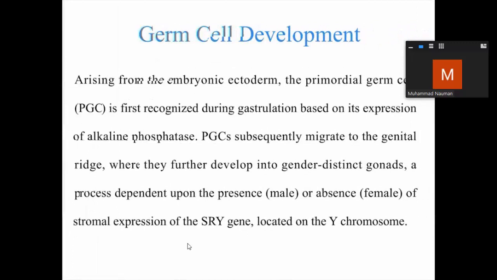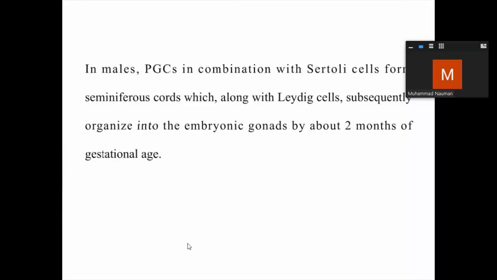Now, after this complex discussion, I would like to go through normal germ cell development. Germ cells arise from the embryonic ectoderm. The primordial germ cells are first recognized during gastrulation based on their expression of alkaline phosphatase. The primordial germ cells subsequently migrate to the genital ridge, where they further develop into the gender-distinct gonads, a process dependent upon the presence or absence of stromal expression of SRY, the sex-determining region on the Y chromosome. In males, primordial germ cells in combination with Sertoli cells form seminiferous cords, which along with Leydig cells subsequently organize into the embryonic gonads.